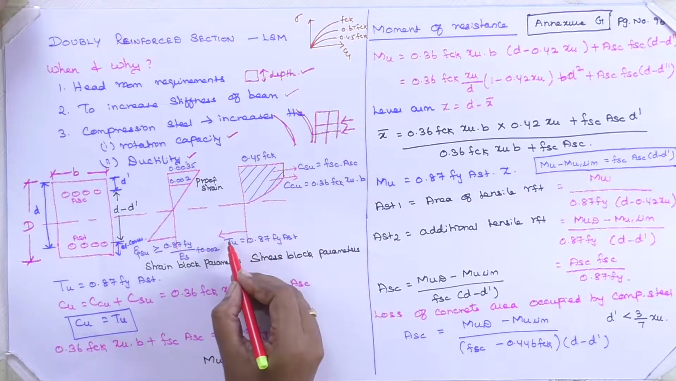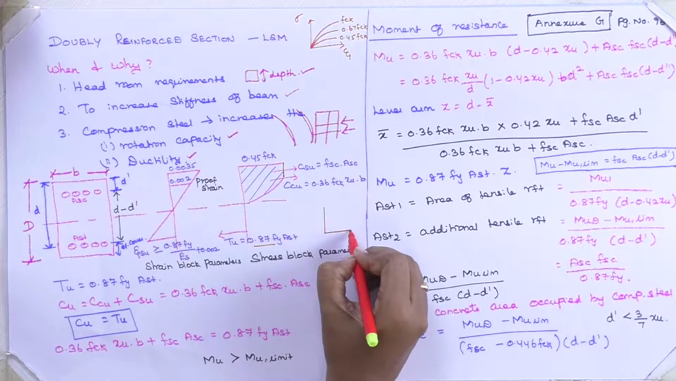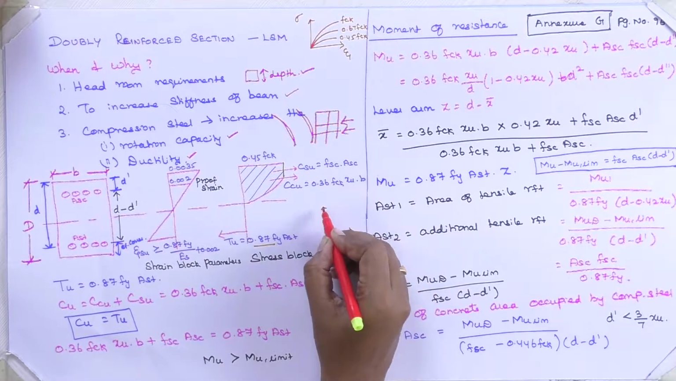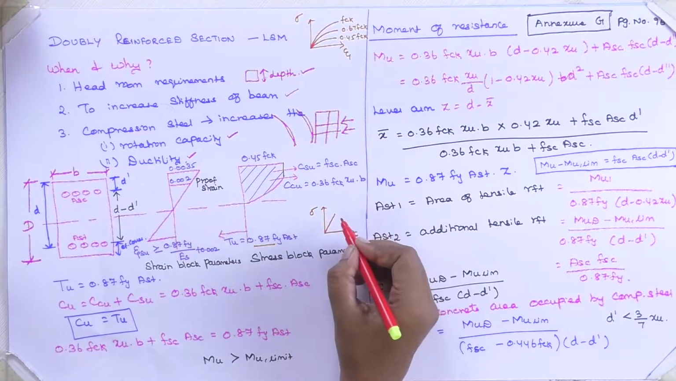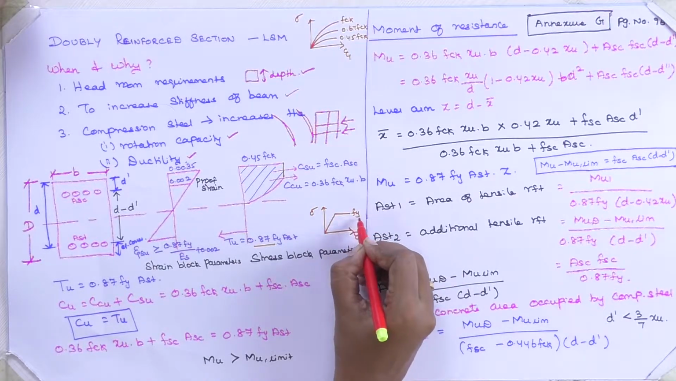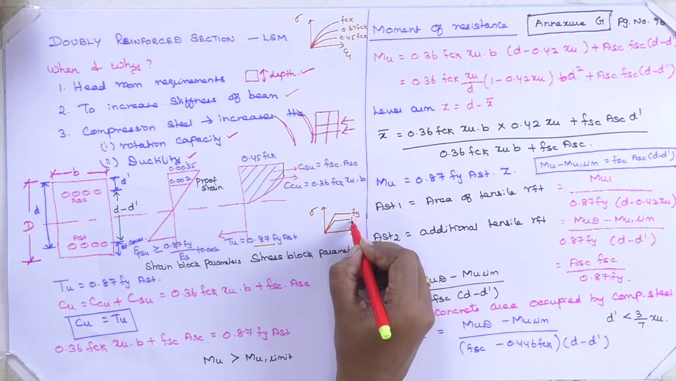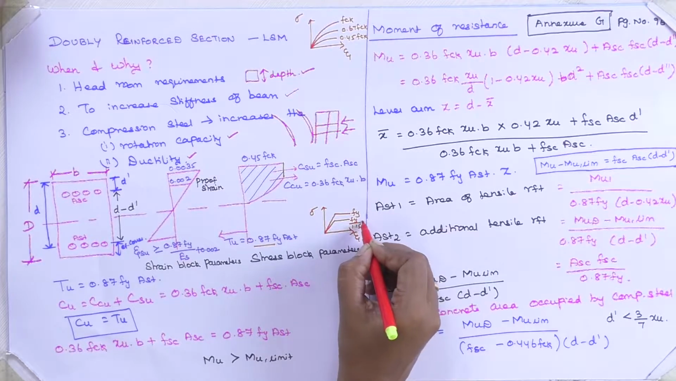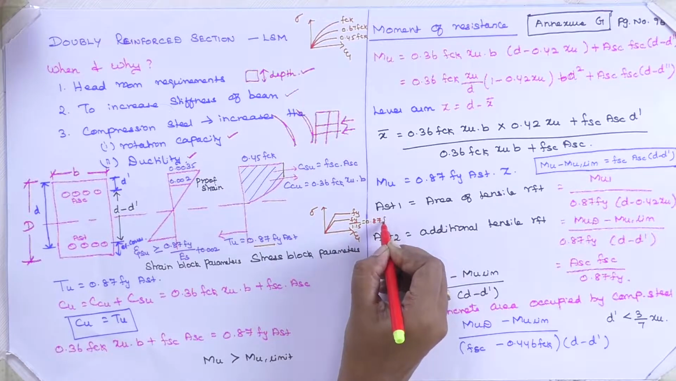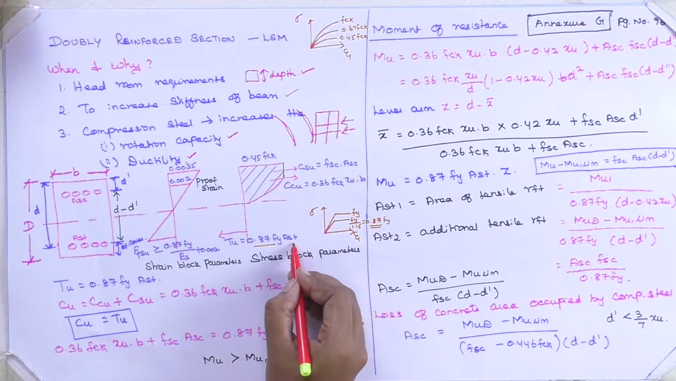So the tensile force Tu is nothing but 0.87 times Fy into AST. How will I get 0.87? This is the stress strain curve for my steel. This is linear when I tested my steel. This is Fy, that is the yield strength of my steel. When I go for design stress, I need to take Fy divided by 1.15. This is 0.87 Fy, my design stress of my steel, that is 0.87 Fy into AST.